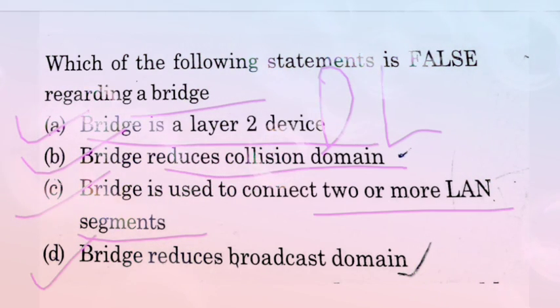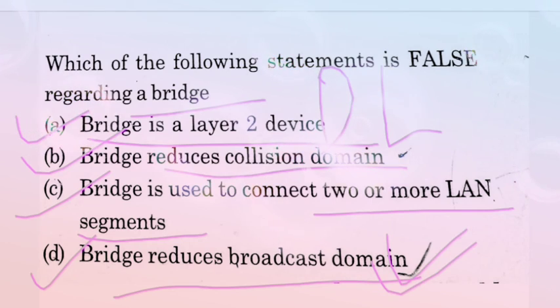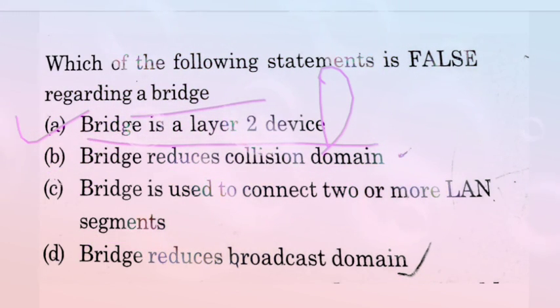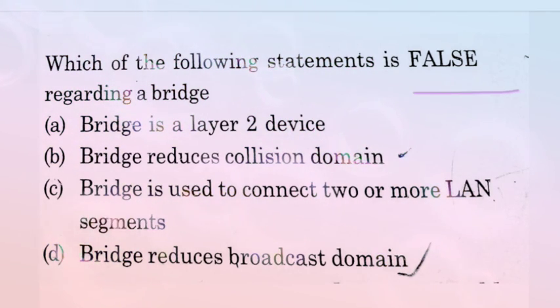Now option D: a bridge reduces the broadcast domain. No, it is not used to reduce the broadcast domain, so it is a false statement. According to the given question, we need to identify the false statement regarding the bridge. So option D is the correct answer for this question. Now come to the next question.